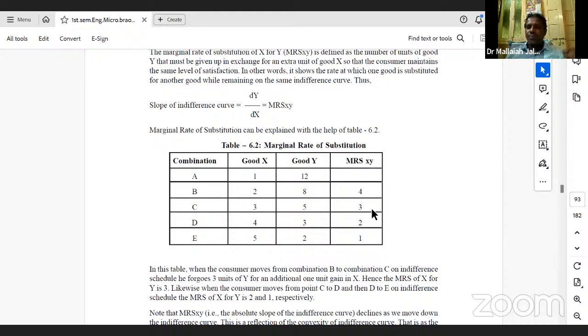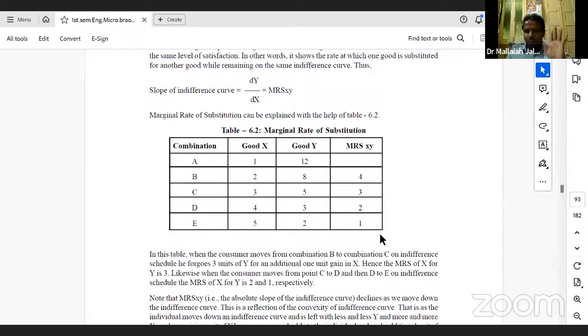3 is the marginal rate of substitution for X and Y. X for Y, the same combination also increased. When we observe the marginal rate of substitution, this is a decreasing rate. See, 4 to 3, 3 to 2, 2 to 1. This is decreasing due to the increasing X commodity. Y is going to be given up because X is increasing. Y has to decrease, that you have to remember.